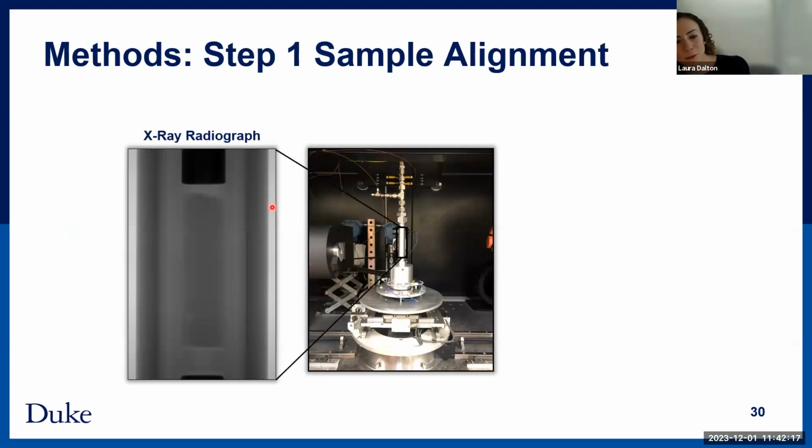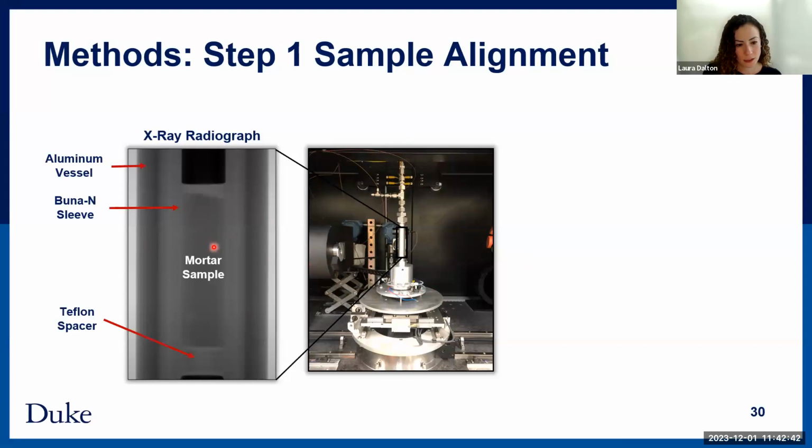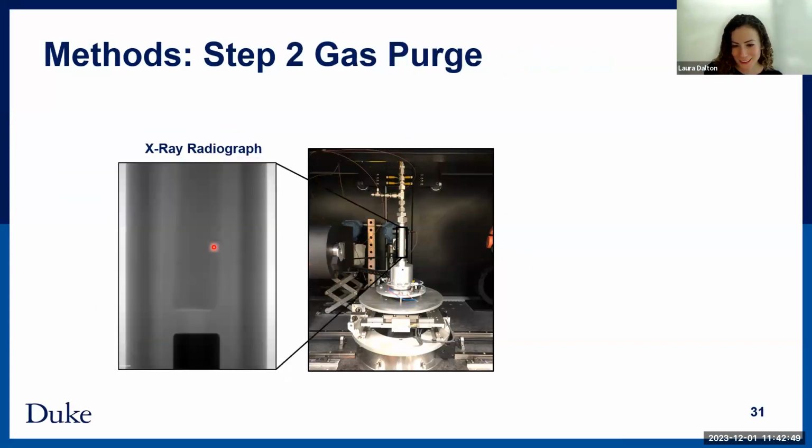I'll walk through what this looks like from an experimental standpoint, because I am an experimentalist, so I like to share some of the details that are sometimes overlooked if you don't do experimental work. Here we have our source, our detectors over here in the system, and this is our pressure vessel and our sample. This is mortar. It's right here in the middle. This is an aluminum sleeve holding it together with that confining pressure. And then I have a Teflon spacer, and we'll touch on why I needed that in just a moment.